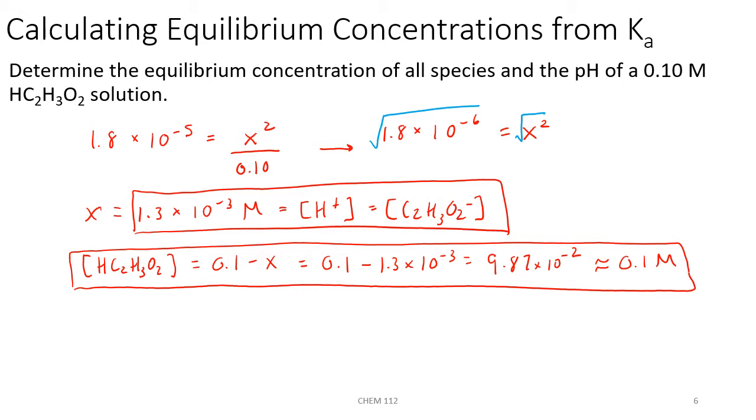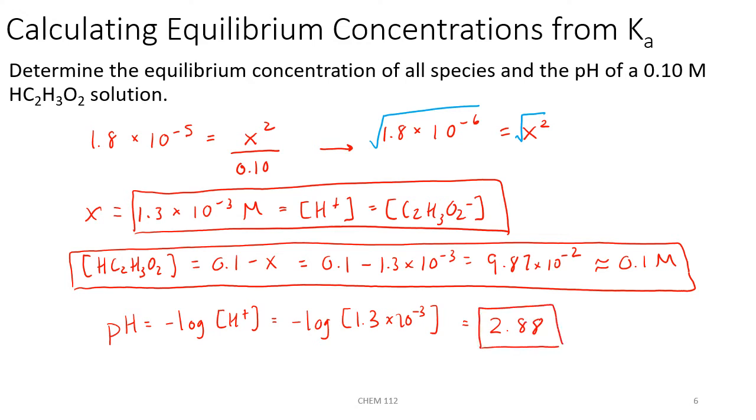Lastly, we're supposed to calculate the pH of the solution. The pH will be equal to the negative log of the hydrogen ion concentration. So we'll take negative log of our X value, which was 1.3 times 10 to the negative 3rd, and that gives us a pH of 2.88 for a 0.1 molar acetic acid solution.